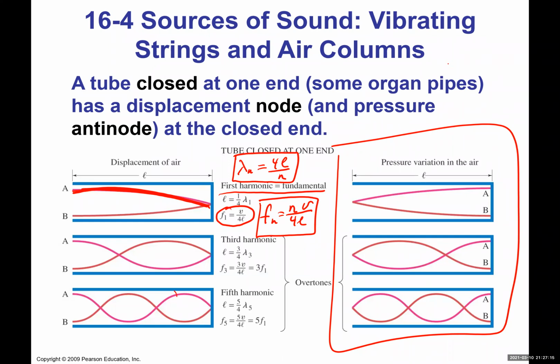When we go from the fundamental frequency or first harmonic to the next one, what we see here is that the next one is the third harmonic rather than the second harmonic. And then after that is the fifth harmonic rather than the fourth harmonic. That means when I have this equation, lambda n equals 4L over n, n is 1, 3, 5, 7, and so on. So that means only the odd harmonics are present in a closed tube.